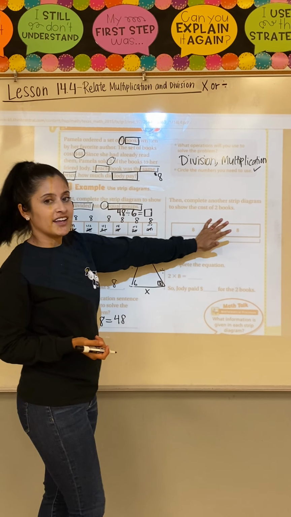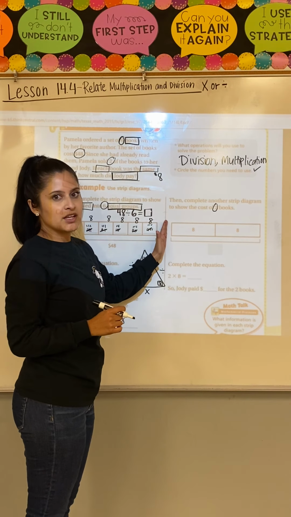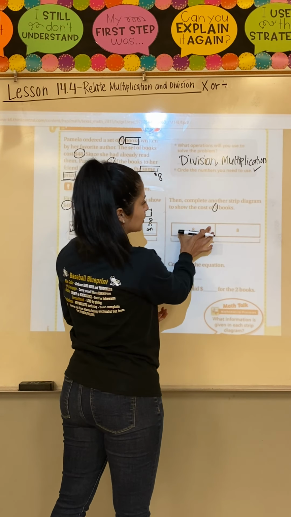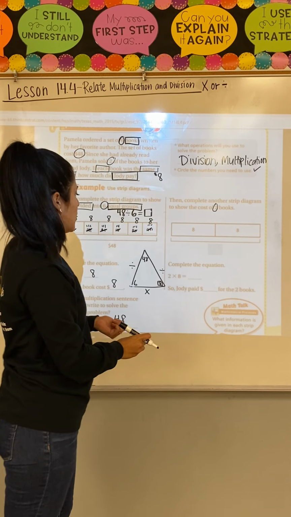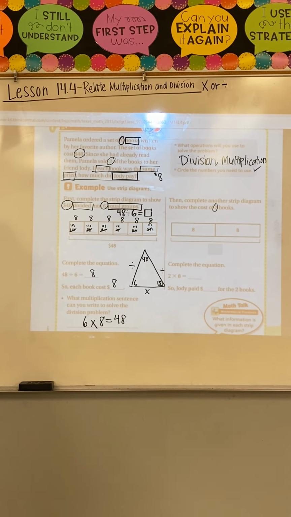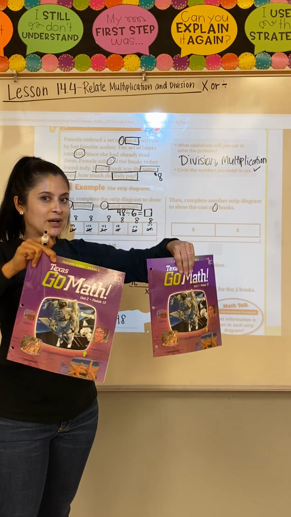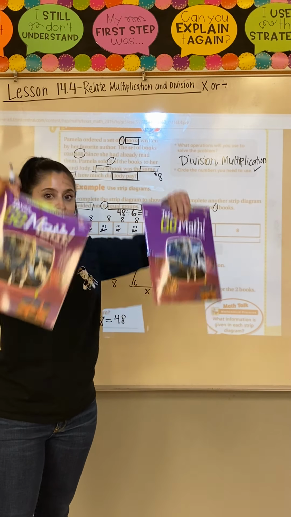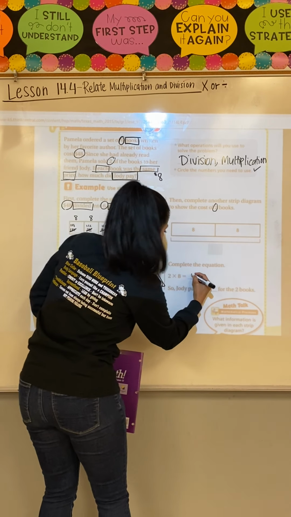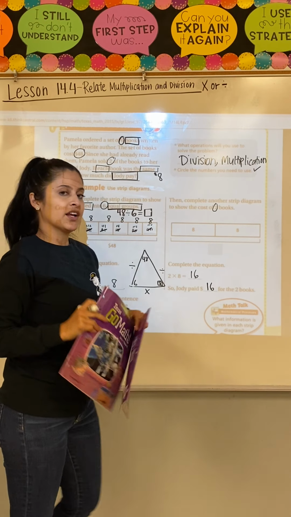So let's complete another strip diagram to show the cost of 2 books. So if you notice, the strip diagram is already into 2 parts, representing book 1 and book 2. Well, I know every book costs $8, so this book is $8. This book is $8. How much did Jody pay for 8 2 times, or 8 plus 8? 16. So Jody paid $16 for the 2 books.